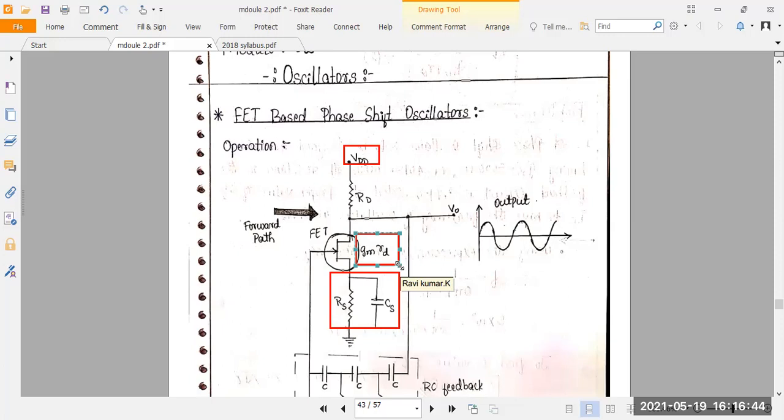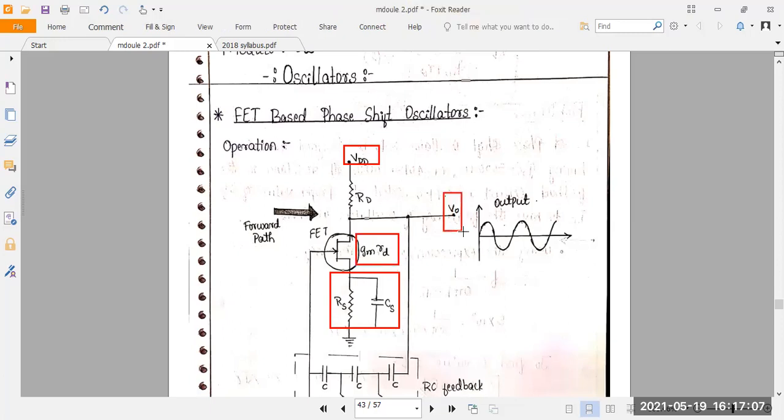We are going to find the drain current ID across the drain terminal. ID is equal to gm into RD. We are expressing current in terms of gm. With respect to gain, you can write gm into RD, so gm into RD is the MOSFET or FET gain. This is for the output.